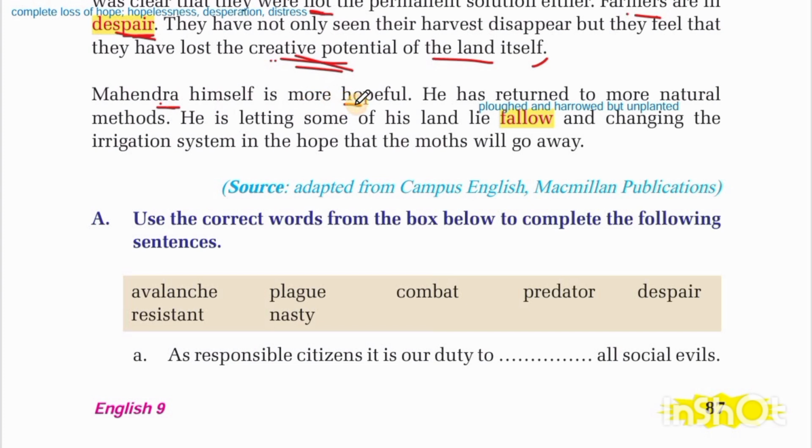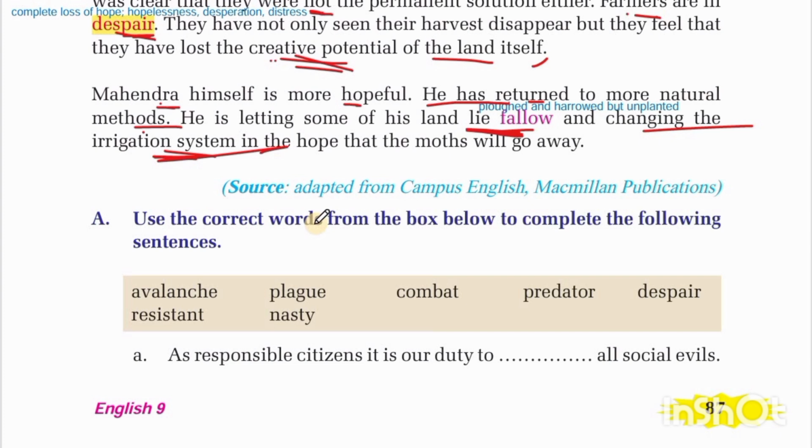अन्तिममा महेन्द्र hopeful बस्यो. He returned to more natural farming methods. ऊ फार्मिङको प्राकृतिक विधिमा फर्किने विचार गर्यो. He let some land fallow and changed the irrigation system. उले आफ्नो केही जमिनहरूलाई पाखा छोड्यो र सिँचाइ प्रणालीलाई पनि परिवर्तन गर्यो.